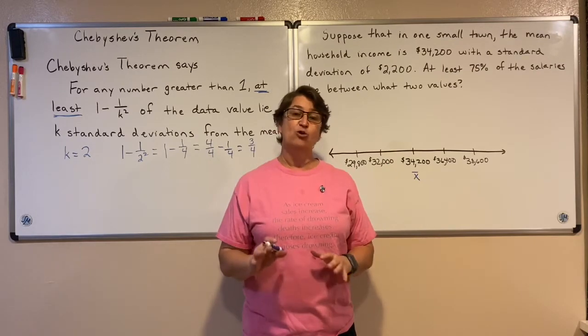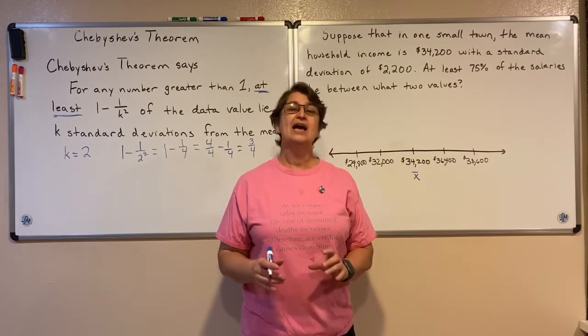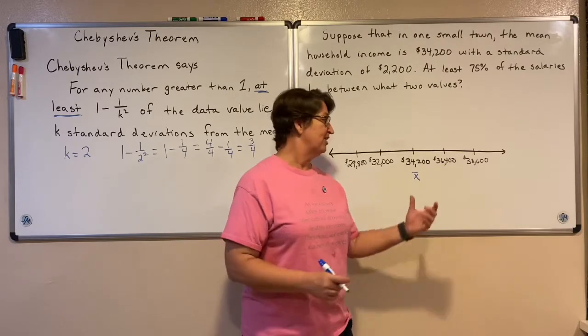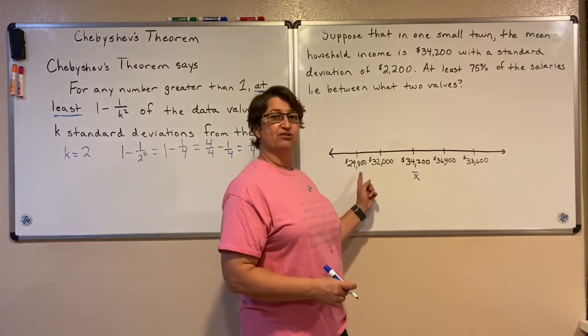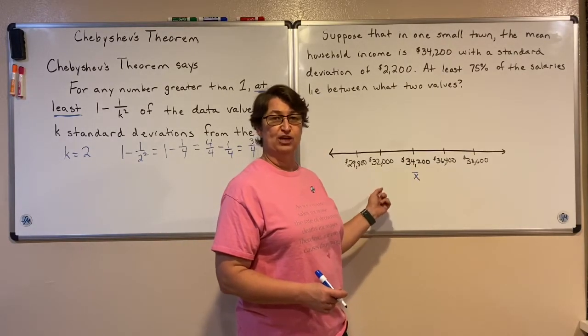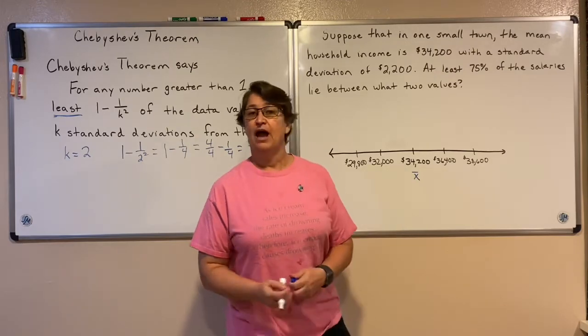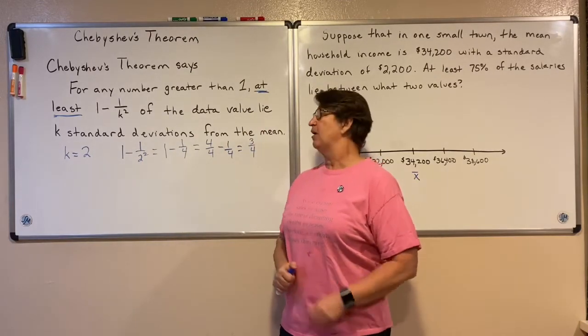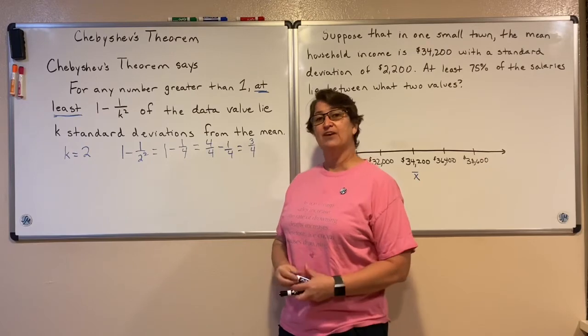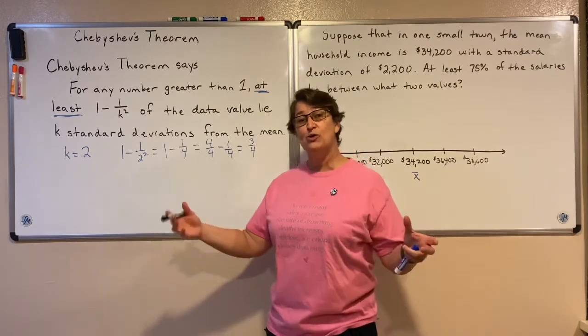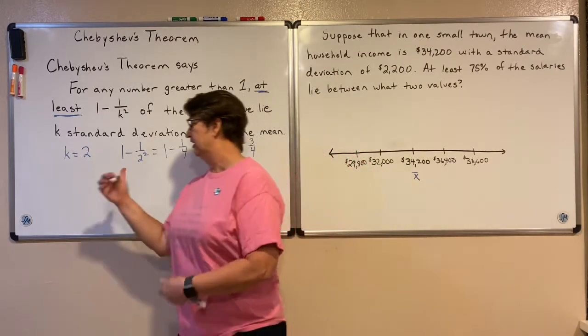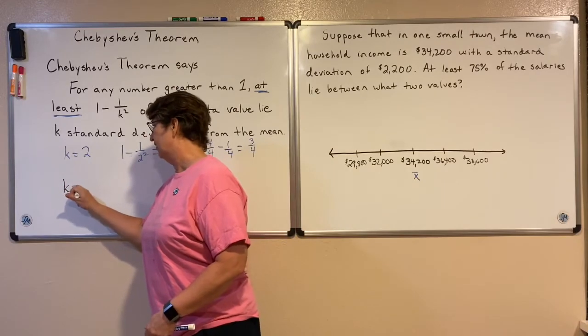It doesn't matter what our distribution looks like. At least 75% of your data is going to be within 2 standard deviations from the mean. Now, I can keep doing this, and we can do that again and say, well, what if k is 3? What if we go out 3 standard deviations from the mean?